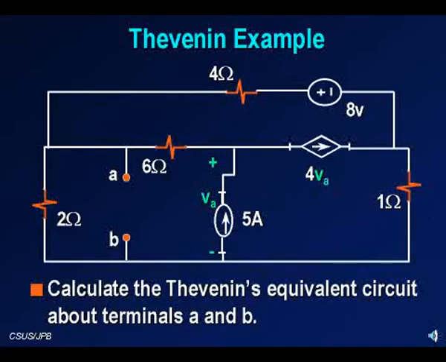In this example, you are asked to calculate the Thevenin's equivalent circuit about terminals A and B. This case is very important because the circuit contains a dependent source. Most of the time, students are very comfortable working Thevenin circuit problems when the circuit is a resistive circuit. Of course, this case is designed to challenge that and essentially ensure that you can handle circuits that contain dependent sources.